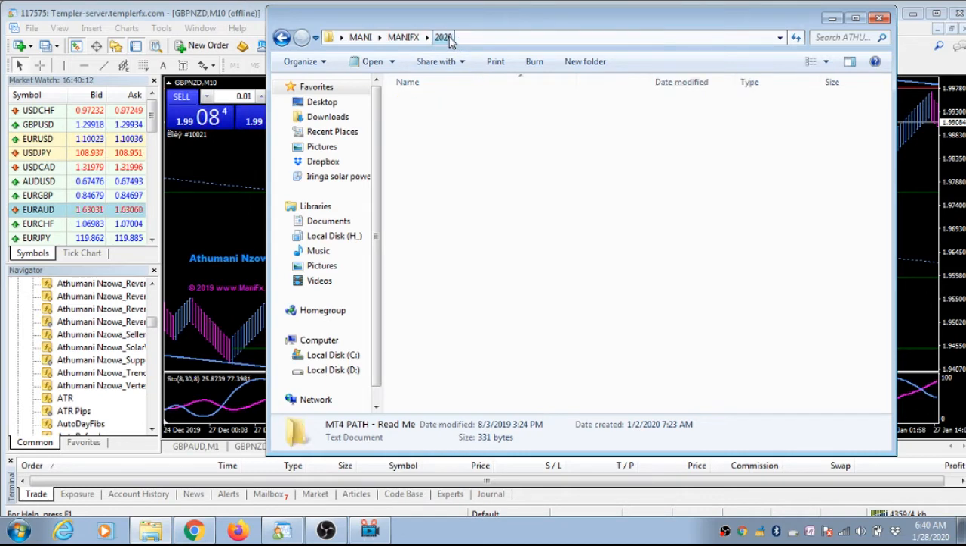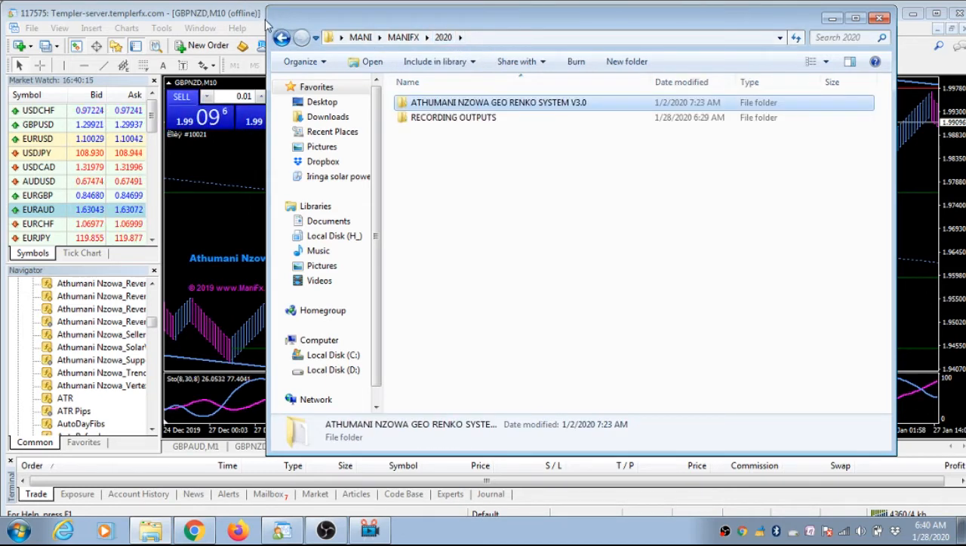Once you download this, I'm going to explain the process of installation in the second tutorial, but in this tutorial I'm going to give you the full introduction on version 3 of my Geo Renko system. One more thing is that the term geo is the short form of geometric, because I've developed my system based on geometric mathematics. So do not confuse geo with other things you may refer to, it's just a short term that I'm using for geometric.